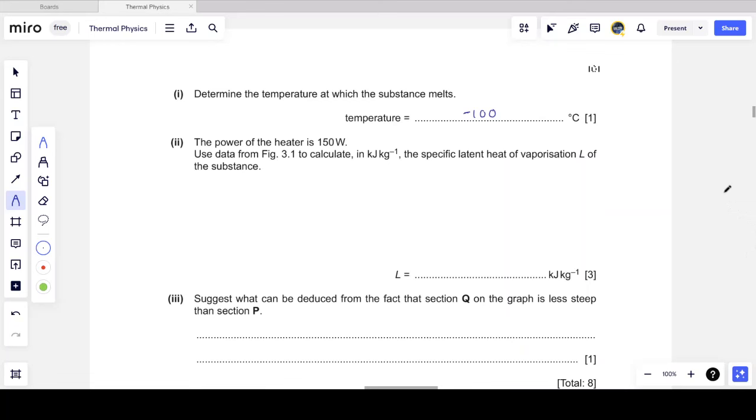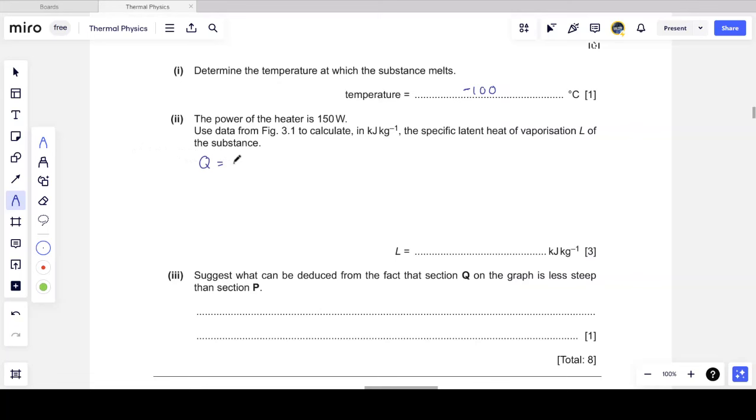I remember that energy Q, thermal energy rather, is equal to the mass of the liquid that's being vaporized times the latent heat of vaporization. But I don't have the energy. I do, however, have the power and the time. So the power multiplied by the time is the thermal energy, since power is energy divided by time. Which means I can rearrange this to solve for the latent heat of vaporization. L is P times T over M.